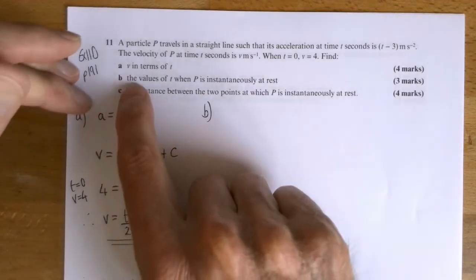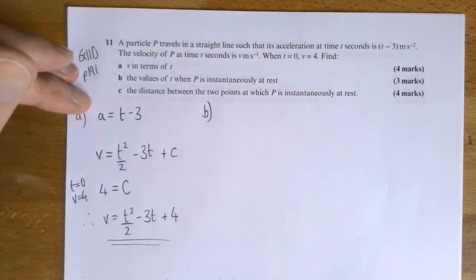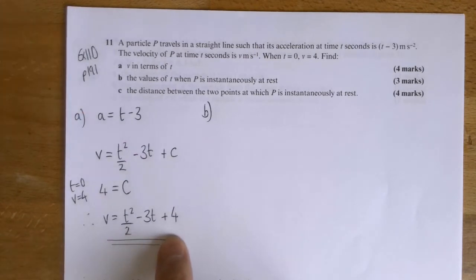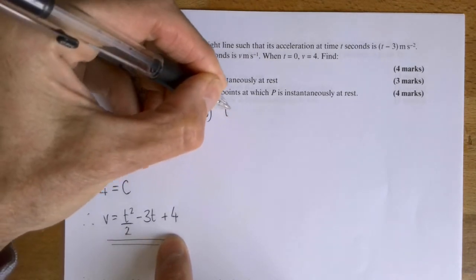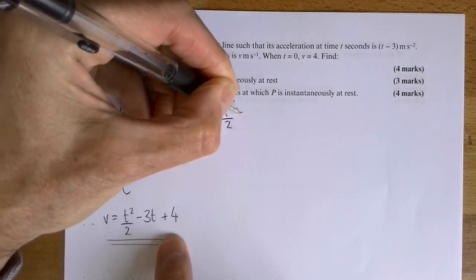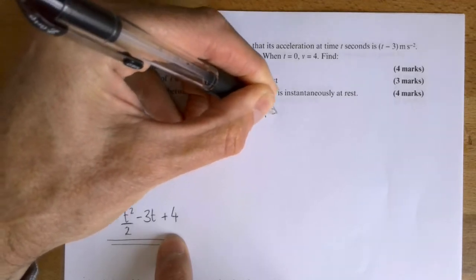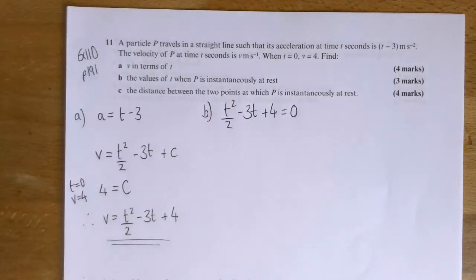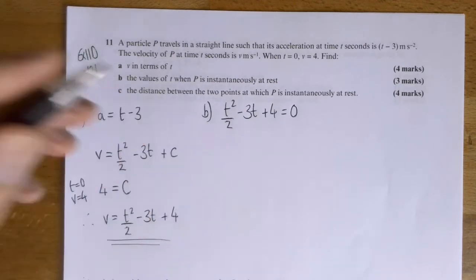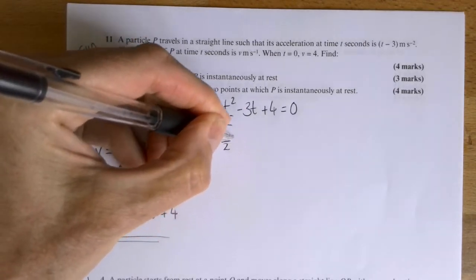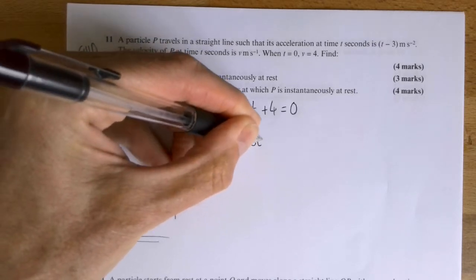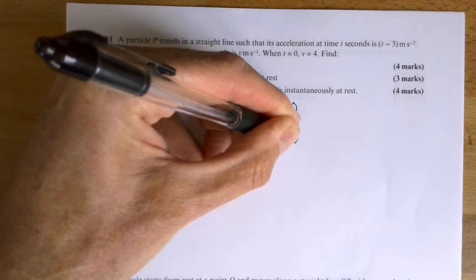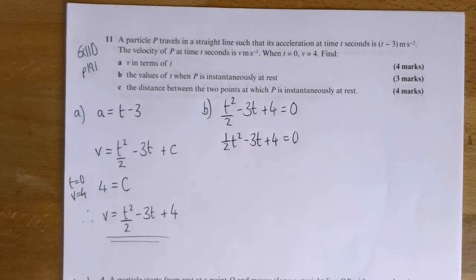We're then asked to find the values of t when P is instantaneously at rest. So we've got a formula for the velocity, and we know that it comes to rest when that equals 0. So the answer to part B is just the solution of that problem. It might be easier to use the alternative form of writing that. t squared over 2 is the same as a half t squared, and I'm just going to solve that with my calculator. Go for it.